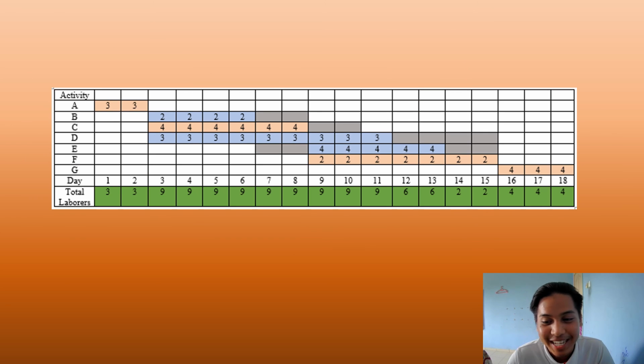Let's go to the last slide. As you can see in this last slide, we finally fulfill the condition that no day is using more than 9 resources. So that's how you do this problem.